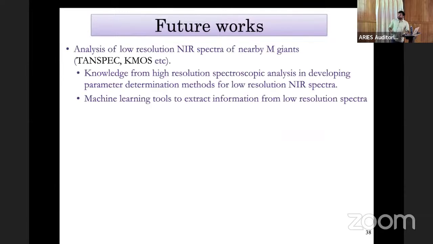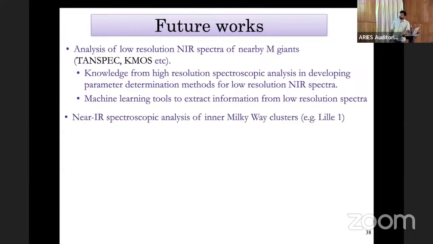Coming to the future work, I would like to venture into analyzing the low resolution near-infrared spectra of M giant stars using instruments like TANSPEC or CHEMOS, because knowledge from high resolution spectroscopy will be very useful in developing methods of parameter determination and abundance determination for low resolution spectra. And machine learning tools will have a strong impact in this. The benchmark sample that I have made will be very useful in making such machine learning tools.